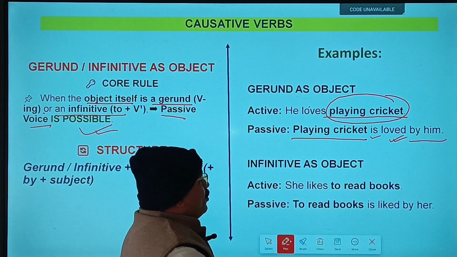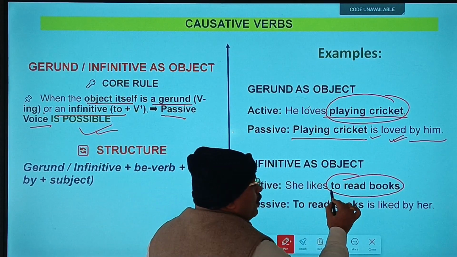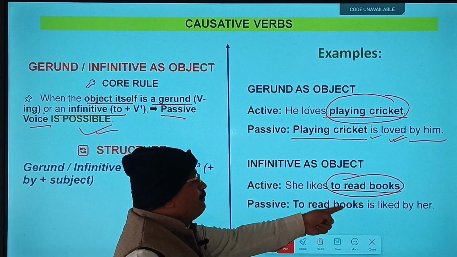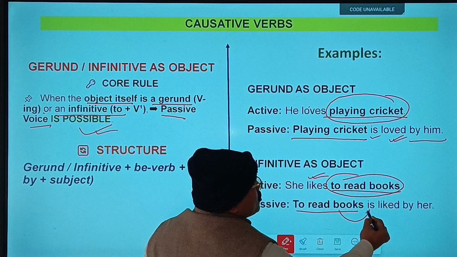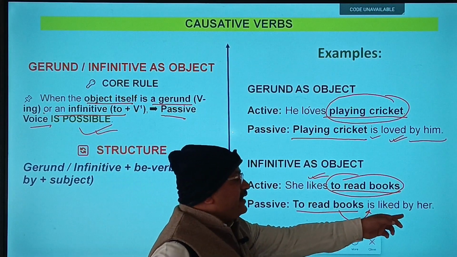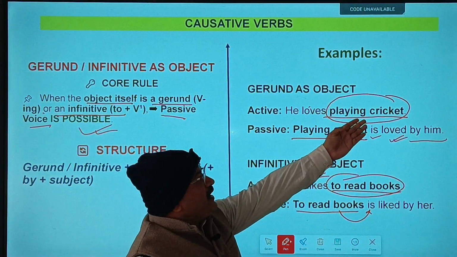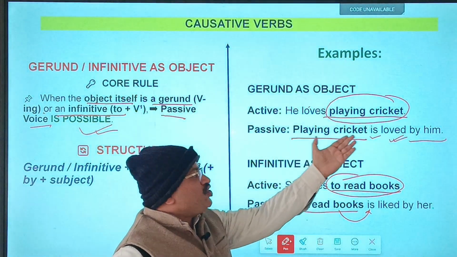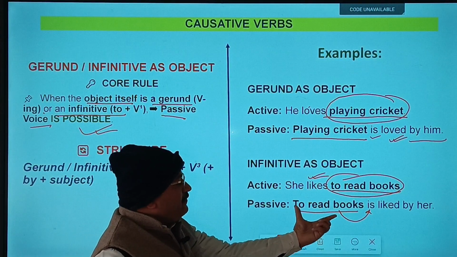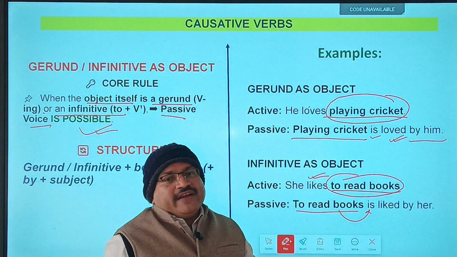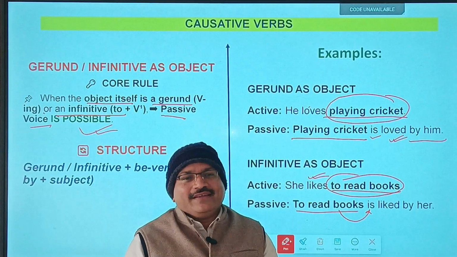Now, active voice. She likes to read books. Infinitive here. To infinitive as object. So the whole will become what? Object. To read books. Now simple present, so, to read books is liked by her. So when we have a gerund as object, we can take that complete gerund as the object and change into passive voice. And when we have an infinitive as object, we can take the infinitive in the beginning and change into passive voice as per the rule.